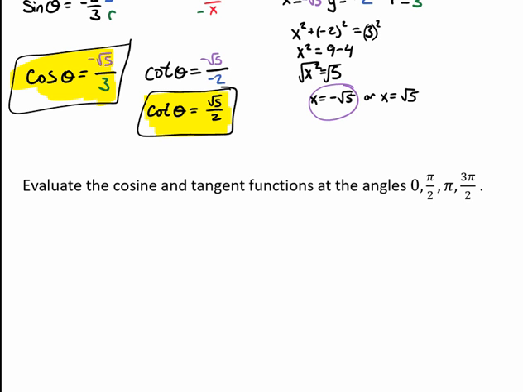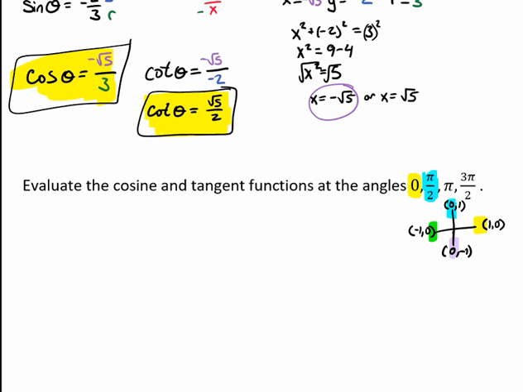In this next example, we're going to be evaluating the cosine and tangent functions at the angles 0, pi over 2, pi, and 3 pi over 2. So here we want to focus on our unit circle. So here we have our unit circle, and we're going to be going 1 unit away. And so for an angle of 0, we'll be using the point 1, 0.